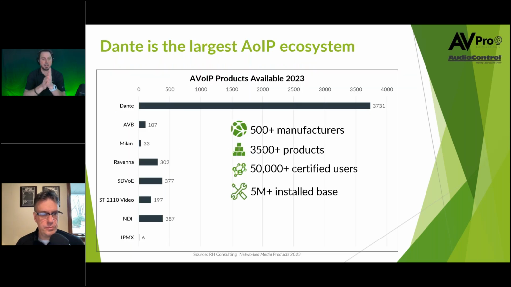Now, just for some context, guys, we have Dante here at the top. Over 3,700 products are available right now with Dante. And this is why we decided to go with Dante. It's the big one, it's what everybody's using. And just looking at some of the numbers here on that bar graph, you can see why Dante has pretty much taken over the world when it comes to distributed networked audio. Yeah, there are more Dante products than all the other products put together.